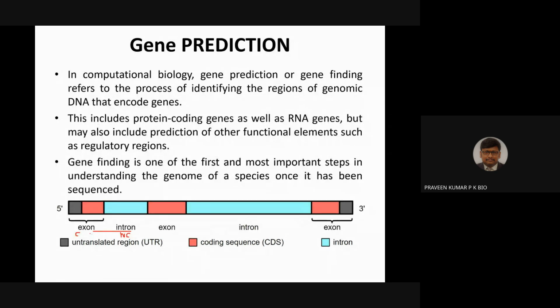If you see the other regions, at the 5' start of the genomic DNA you have an untranslated region, and at the 3' end you also have an untranslated region, which we call the UTR. In between, you have a number of exons. According to this genomic DNA, this is exon 1, then exon 2 and exon 3. Similarly, here you have intron 1 and intron 2.